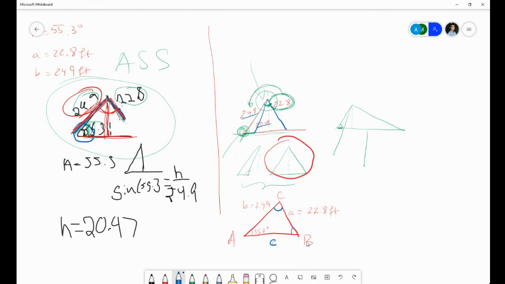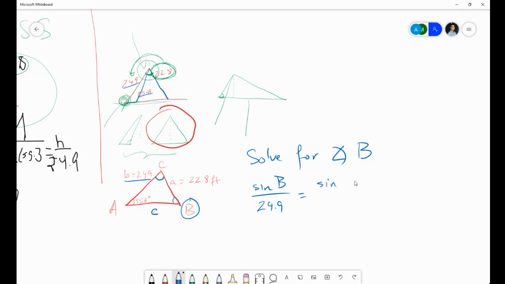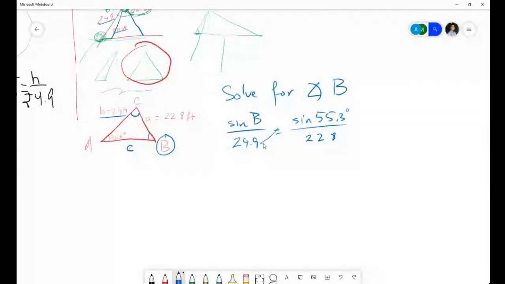Well, we can solve for angle B because we know what side B is equal to. So to solve for angle B, we do sine of B divided by side B, 24.9. This time I put the angle in the numerator because my unknown is an angle. I'm going to use my ratio, which is sine A, 55.3, divided by 22.8 feet. Now I need to solve for sine B, so let's move the 24.9 over.